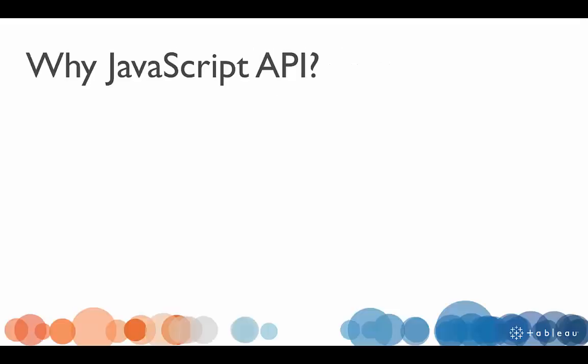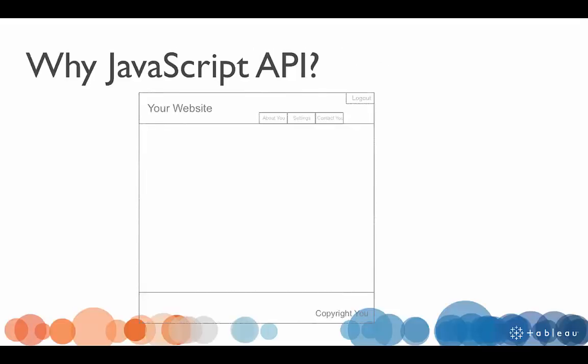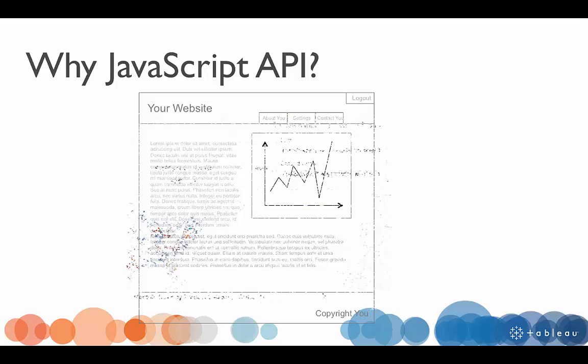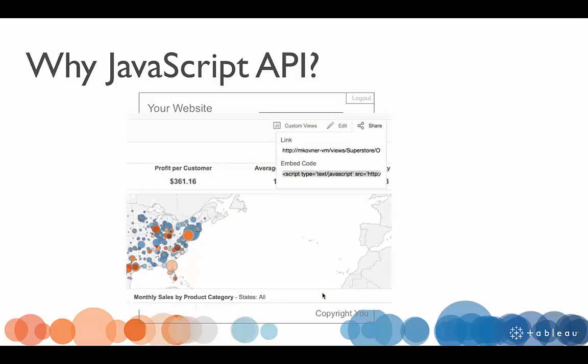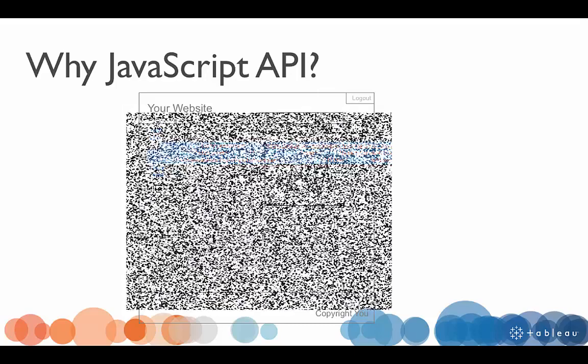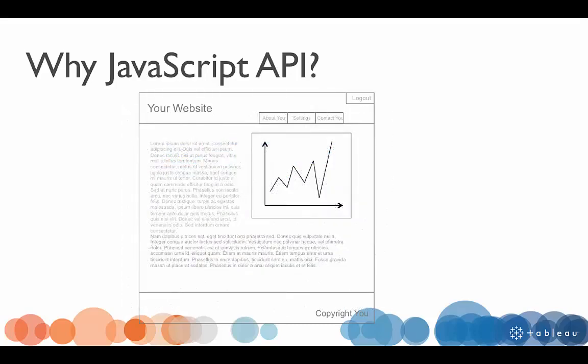So why would you choose to use the JavaScript API? Well, let's say you have a website, and you have, of course, a lot of clever content that you've written for that website. Now you decide you want a Tableau dashboard or visualization inside of your website. Well, you can already do that with the default embed code. That is, you can go to any published Tableau dashboard, click the share button, highlight the embed code, copy it, and paste it into your HTML page. That's all it takes to do a basic embed into your website.